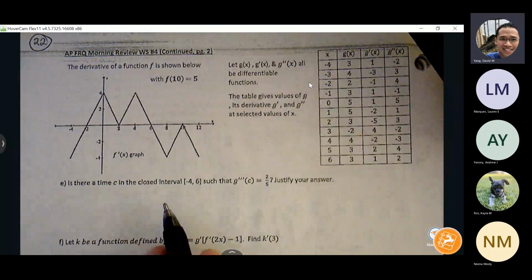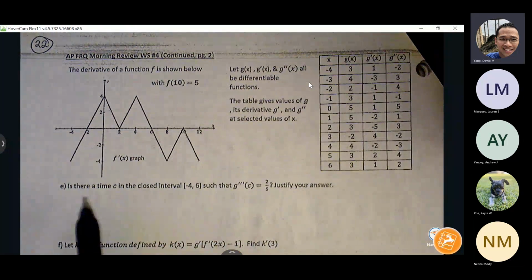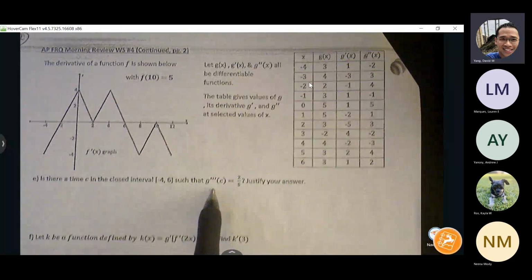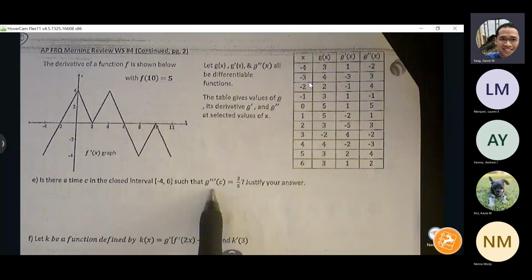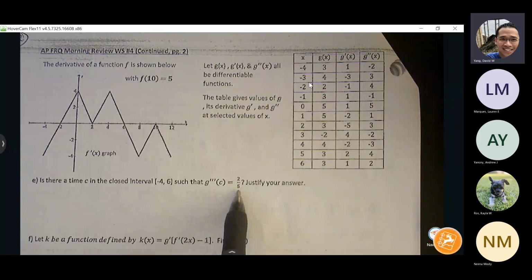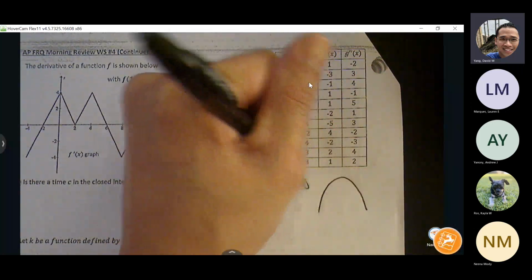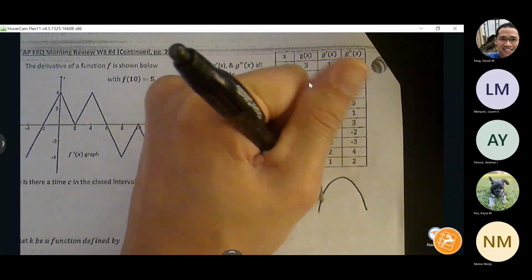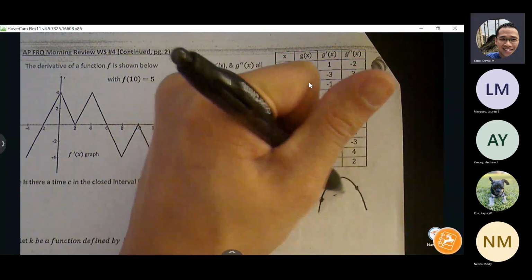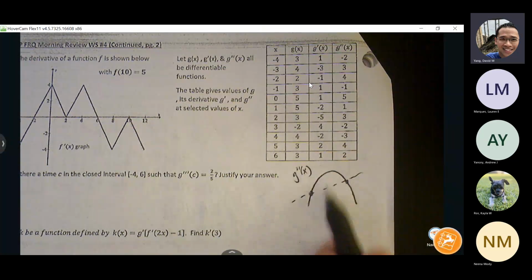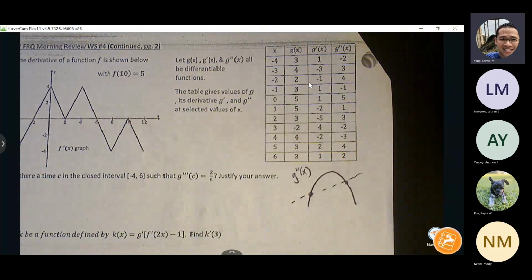For part E, we talked about from last session that this is basically a reworking of the mean value theorem. We don't have a G triple prime list of ordered pairs where we can figure out where it's going to cross, but we do have G double prime. What if the slope between the endpoints of my G double prime graph is 2/5? Then I know that there must be a place where G triple prime is equal to 2/5. So it's basically taking the mean value theorem and adapting it.